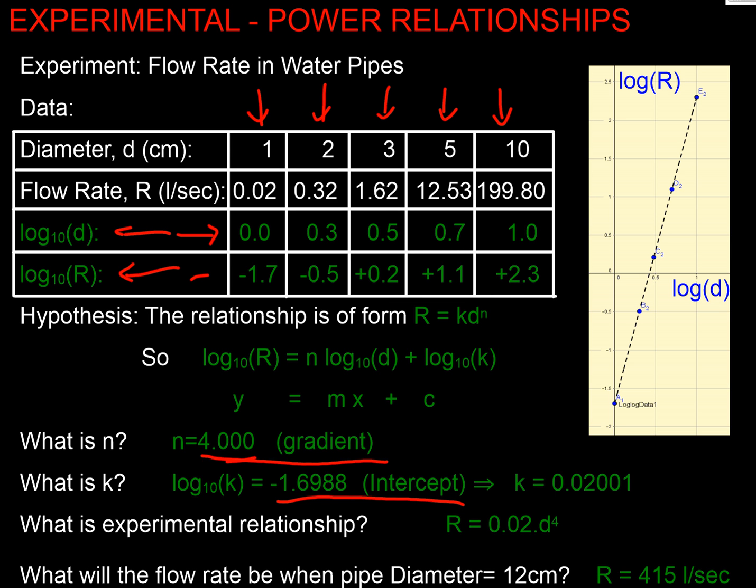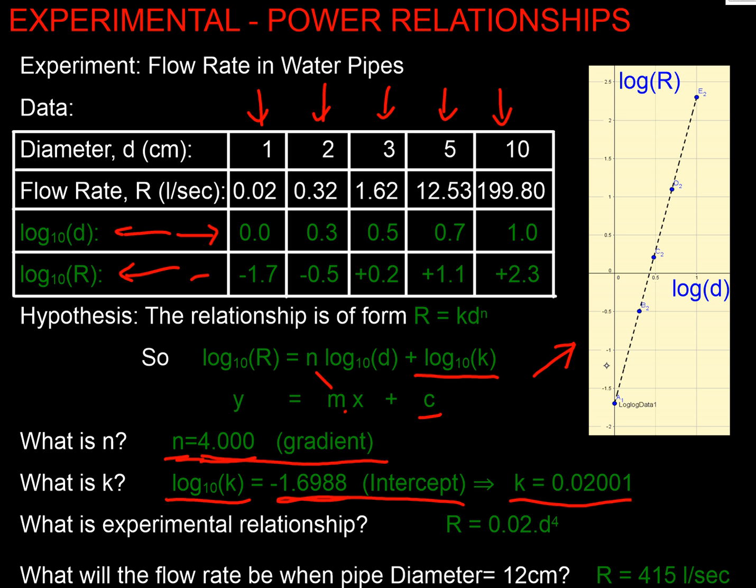Well, what was my gradient going to be? My gradient here, m, was going to be my power, wasn't it? So n is going to equal 4. So we're in a power 4 relationship. Then I need to find what log k is. Well, log k is my constant, c, which we just read off as that. And I now need to know what k is. So k is going to be 10 to the power minus 1.6988. So k is going to be 0.02001.